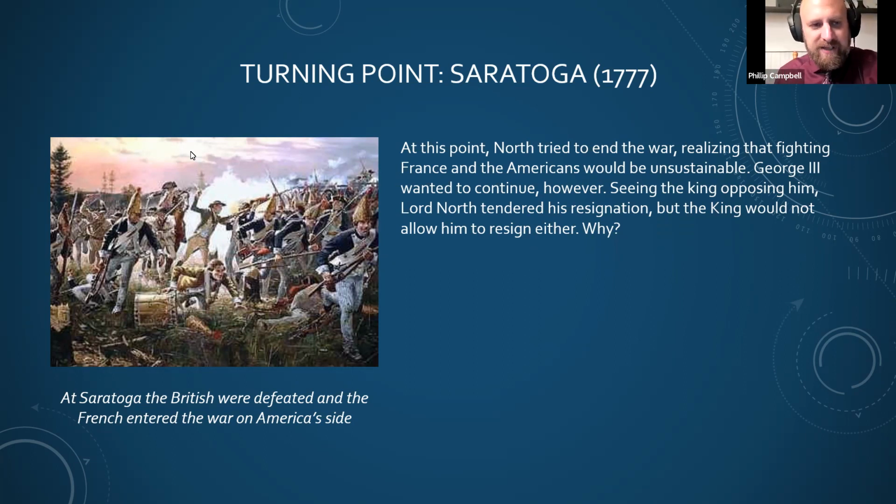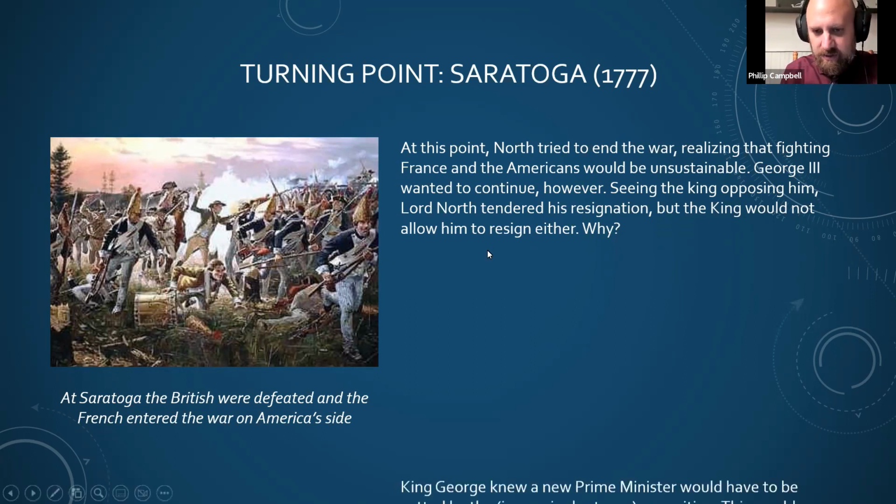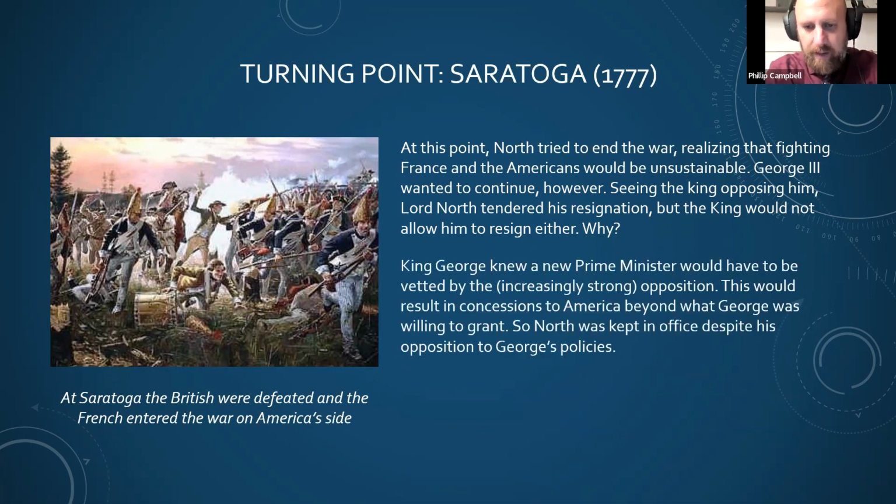No, it's not about optics. It's actually about the system of how they get a prime minister. Even though Lord North was now opposing him, the king thought that the next prime minister would be even worse. And here's why. Remember, a new prime minister would have to be vetted by the opposition, right? The prime minister is appointed by the king, but they have to be vetted and approved, kind of like a Supreme Court nominee in the United States.